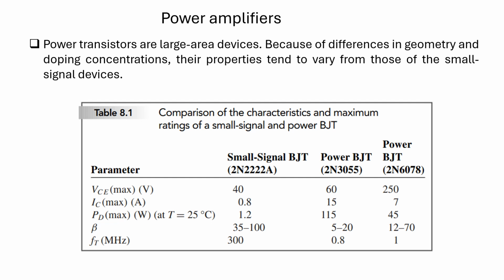Then IC, that is the collector current, is only in the range of milliamperes for the small signal, while for the power it may be 10 ampere or 15, maximum 15 ampere. So the product of V and I is much higher compared to the small signal BJT. So that is why this is called a power amplifier. You can check out all the other compared data.